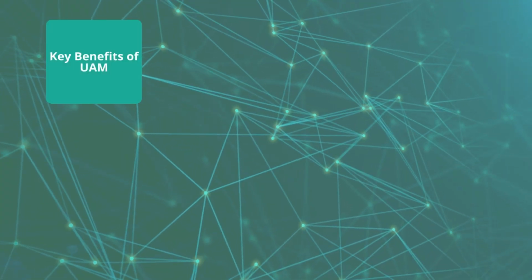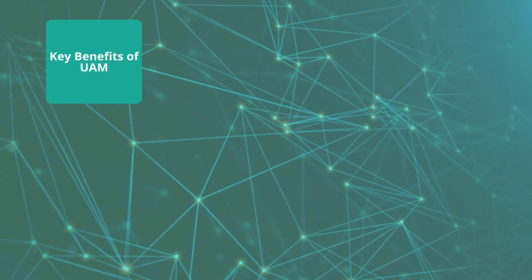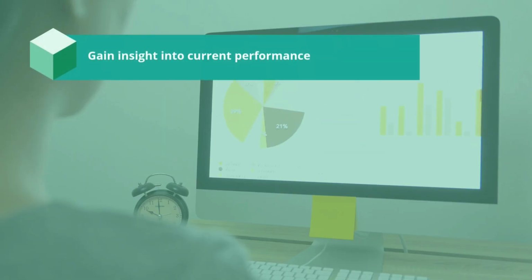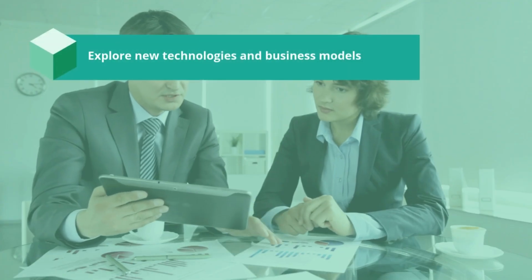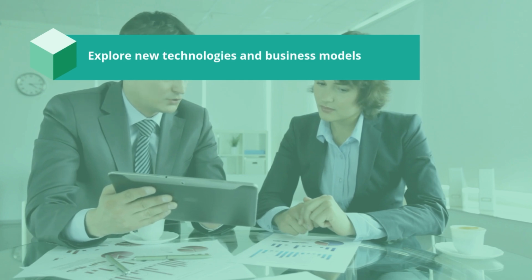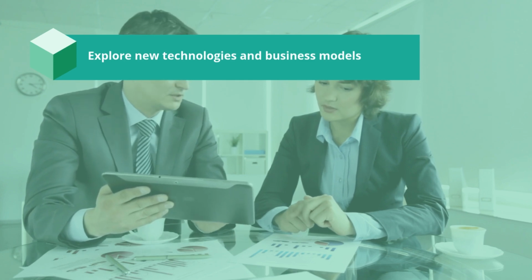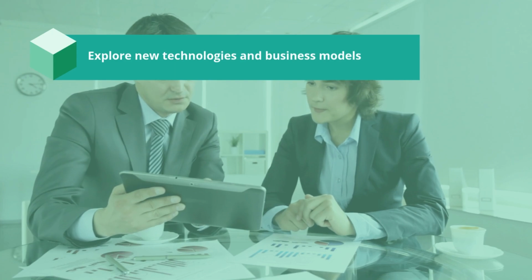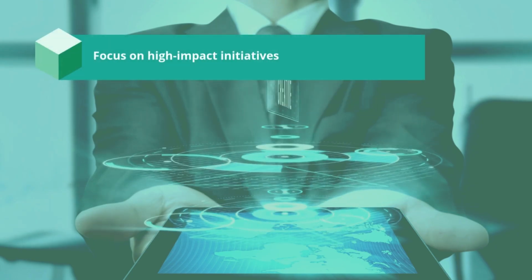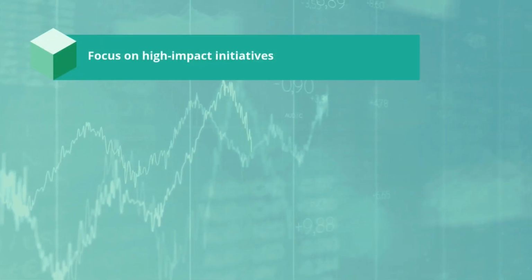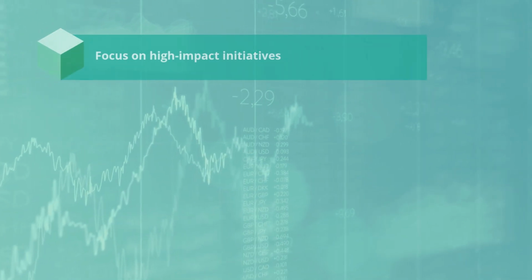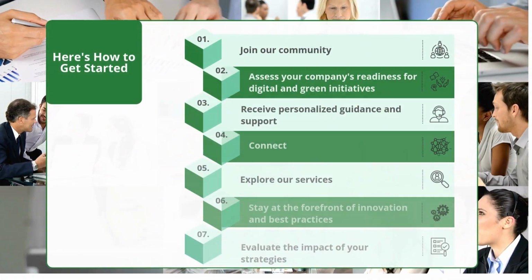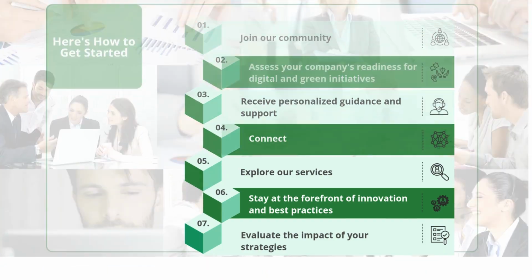Using UAM offers your company a range of valuable benefits. With UAM, you will gain insight into current performance, allowing you to reflect on your existing processes and identify areas for improvement. UAM also helps you explore new technologies and business models, ensuring your company remains adaptable in the fast-changing world of manufacturing. Finally, it helps you prioritize high-impact initiatives, so your business focuses on what truly drives growth and efficiency. Let's walk through the steps to kickstart your sustainability journey with our platform.